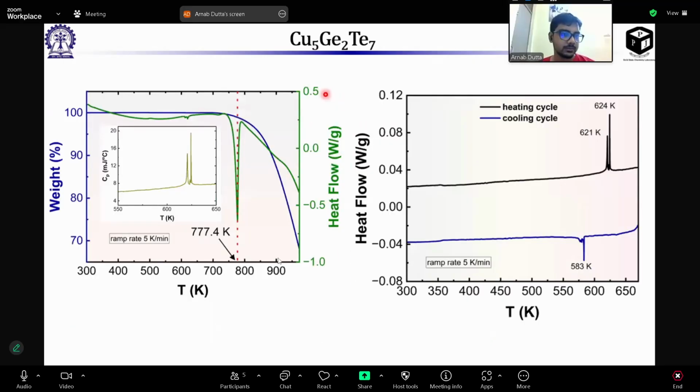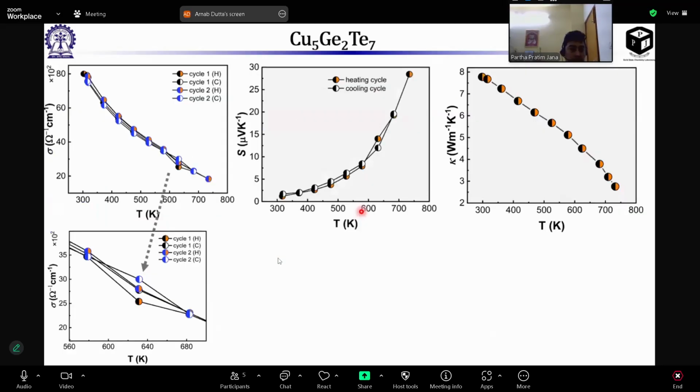Okay, now this is the thermal analysis. The phase decomposition started from here, but before that, we have some interesting point at close to 350 degrees centigrade or 621 Kelvin. So this is the DSC plot and this is the heat capacity plot. So there is something happening at this temperature. And the same thing is actually happening in the transport property measurement as well.